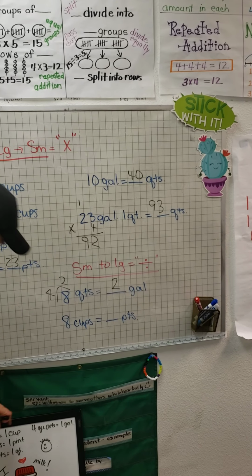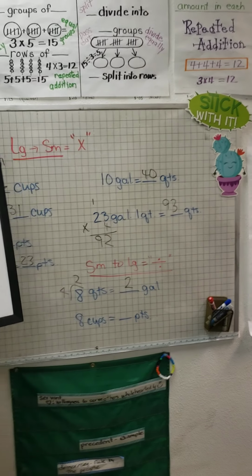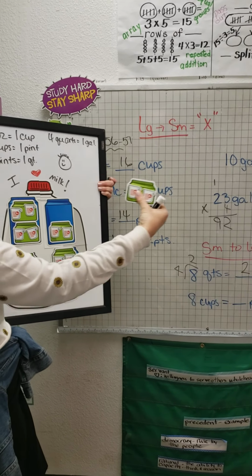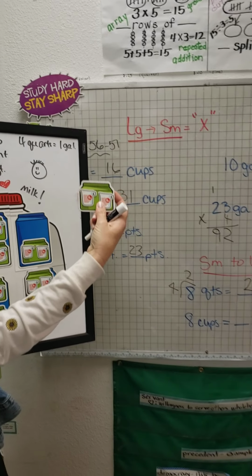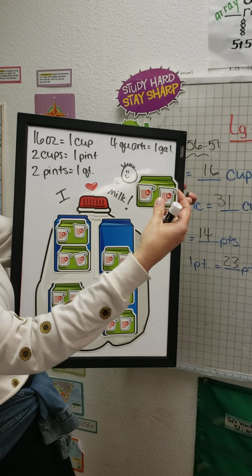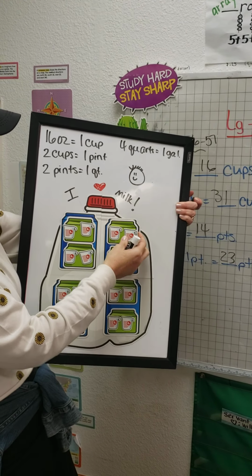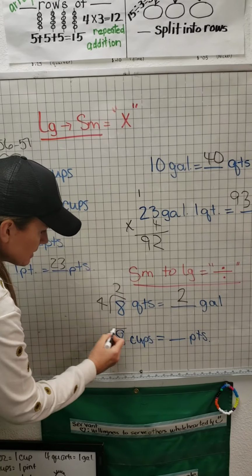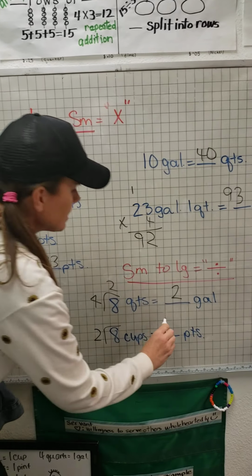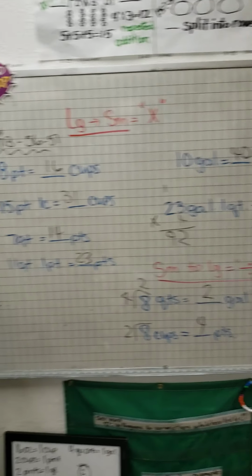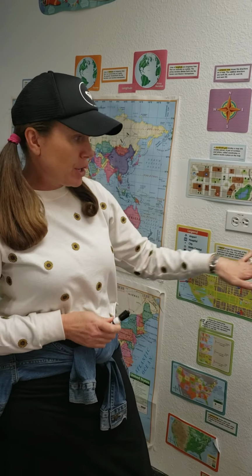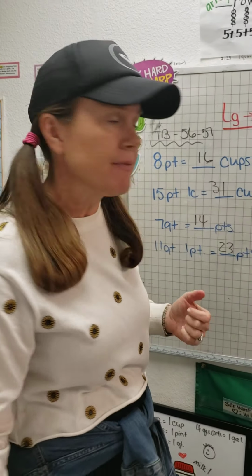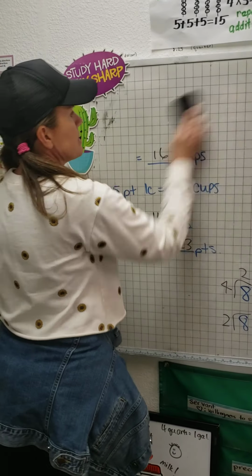And then if we had 8 cups, again, here are our cups. Now 2 cups is equal to 1 pint. So if I had 8 cups and I was going to divide those into containers, I would divide by 2. So 8 divided by 2 is 4. So there you go. All right, now what I'd like you to do is to look at page 57 in your text. I'm going to go ahead and erase this.